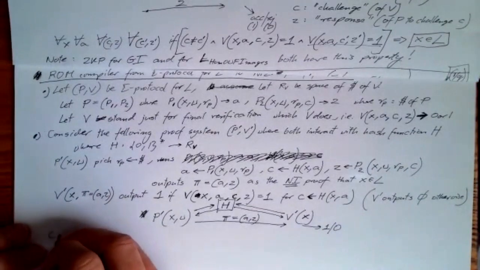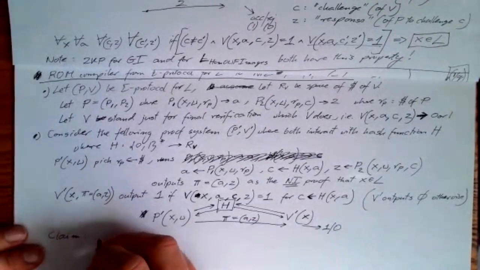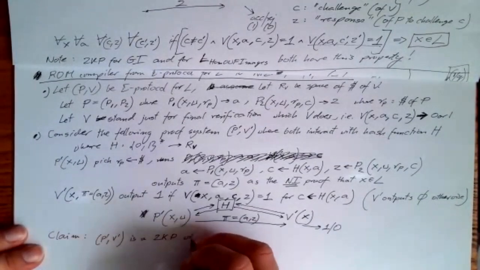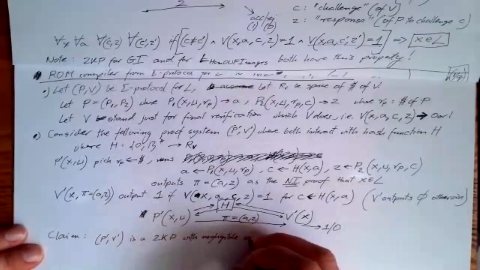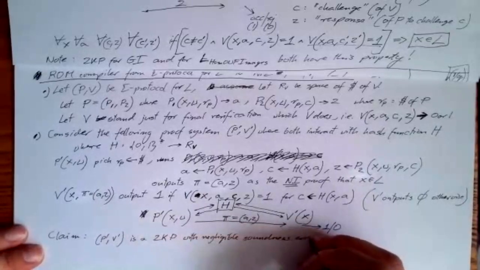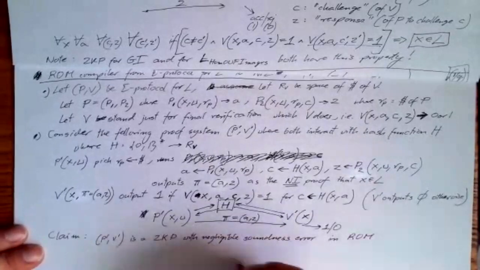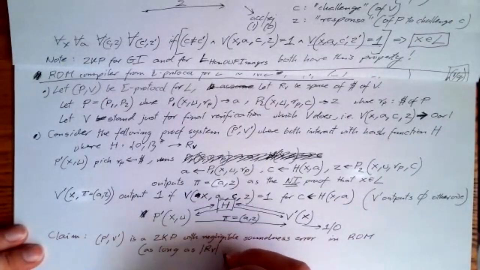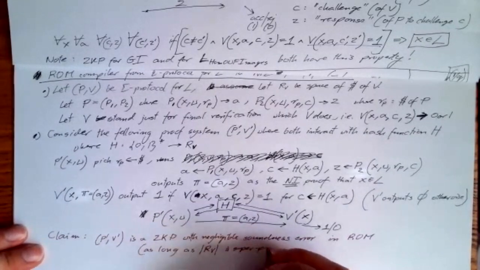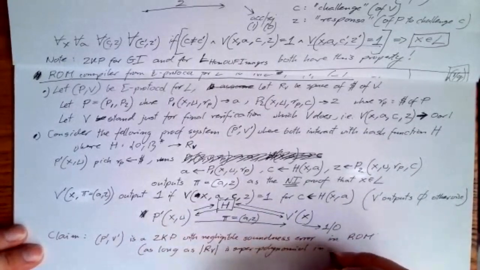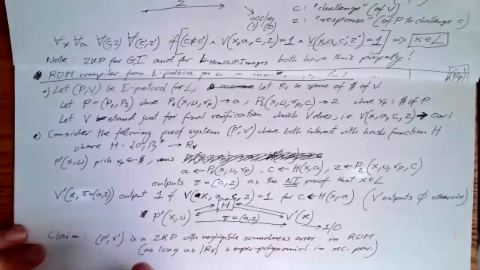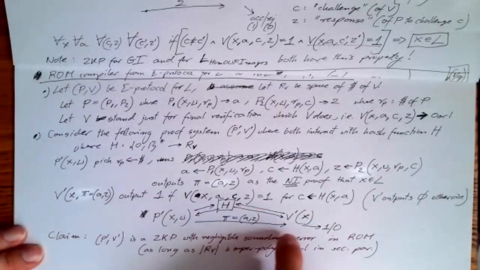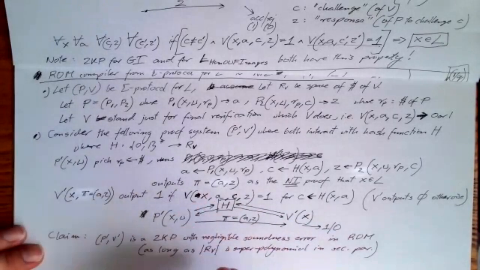So just to finish, we'll claim that P prime V prime is a full zero knowledge proof with negligible soundness error in the random oracle model, as long as the space of the verifier's challenges is super polynomial in the security parameter, right? So he can only make polynomially many queries, but the chance that each one of them falls on that unique one is smaller than the inverse of a polynomial. So the end result of that attempt is still negligible.